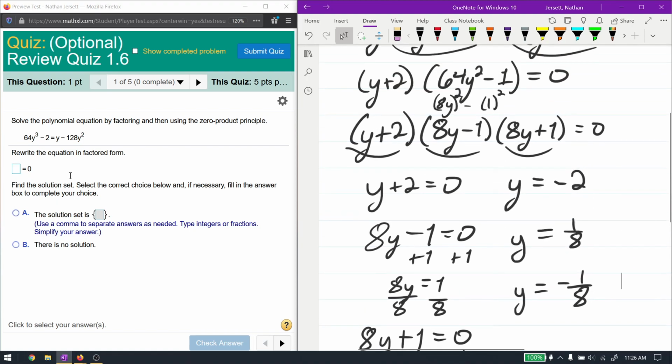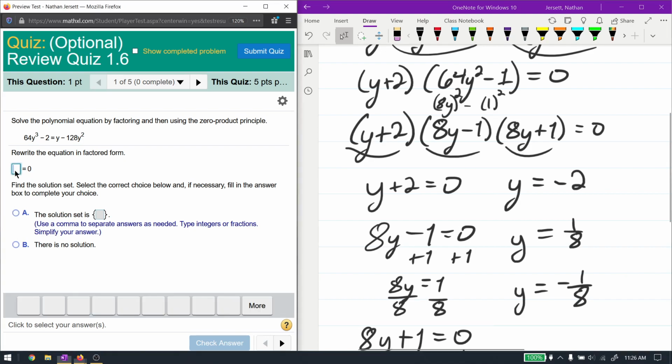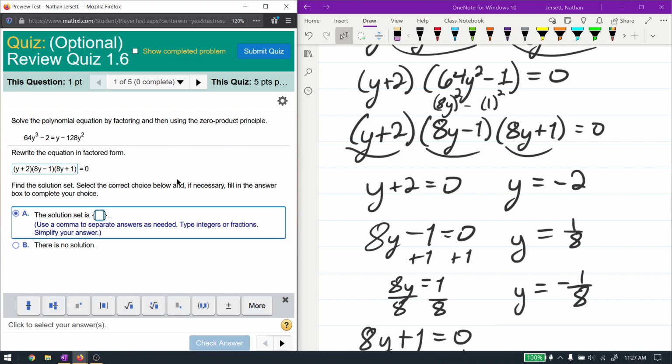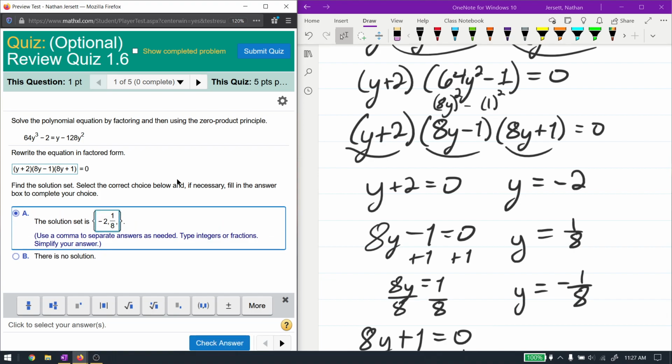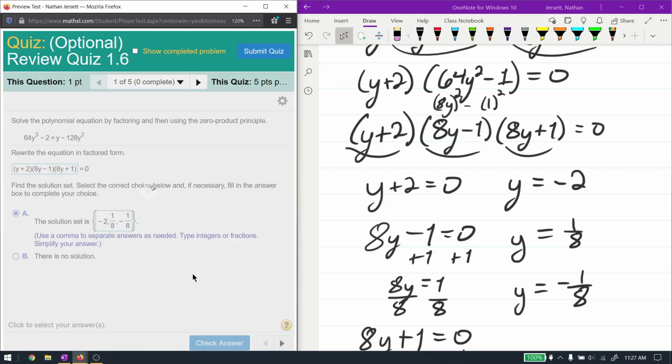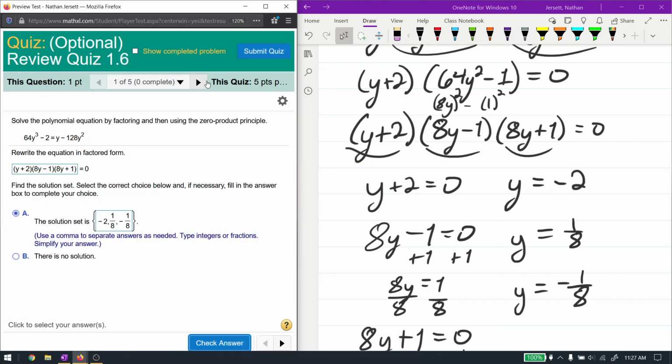I forgot this one actually has a couple parts. So it says rewrite the equation in factored form. So in factored form, we have y plus 2 and 8y minus 1, 8y plus 1. The solution set then is going to be -2, 1/8, and -1/8. Make sure you have commas between them. Let's check it, and that's all correct.